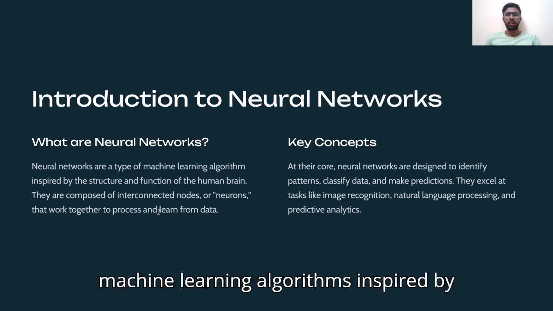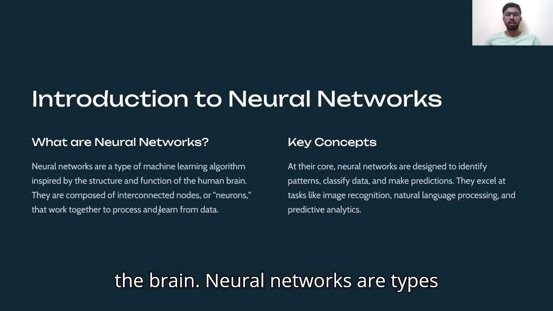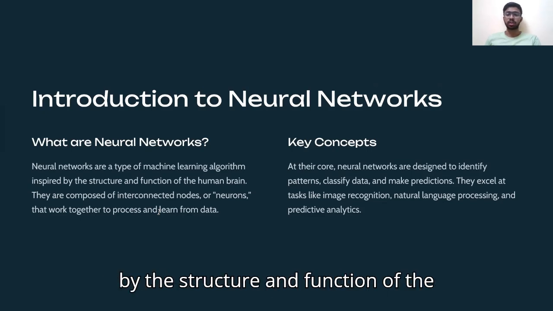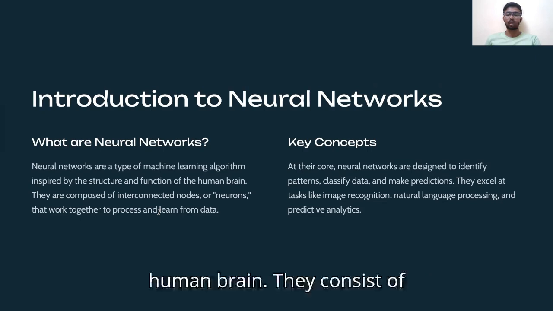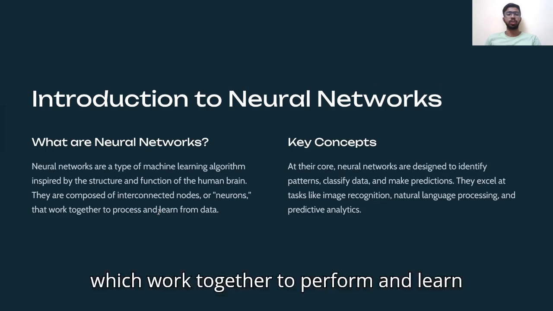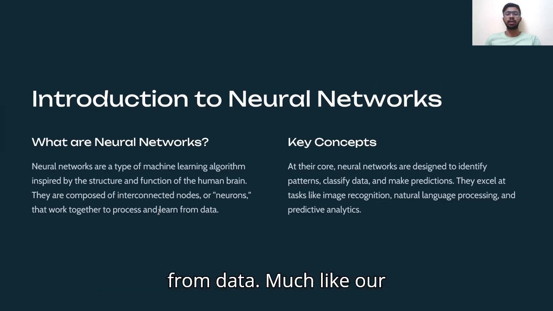Neural networks are machine learning algorithms inspired by the structure and function of the human brain. They consist of interconnected nodes or neurons, which work together to perform and learn from data, much like our brain processes information.